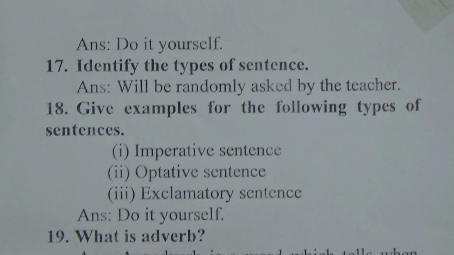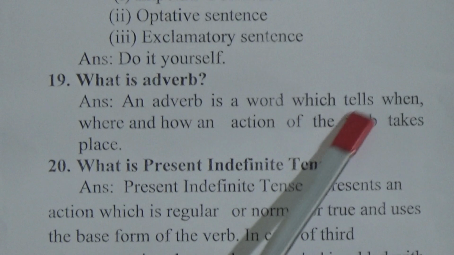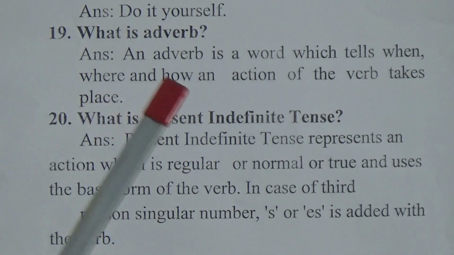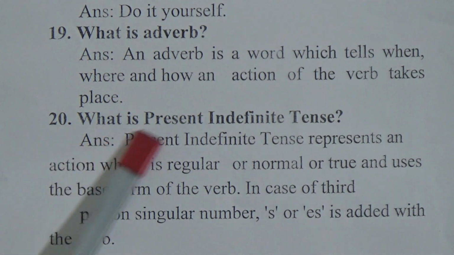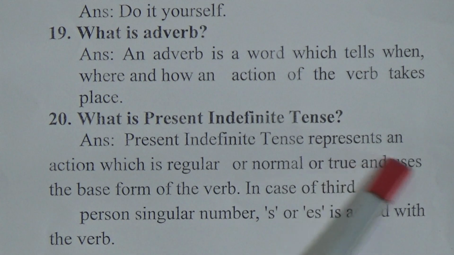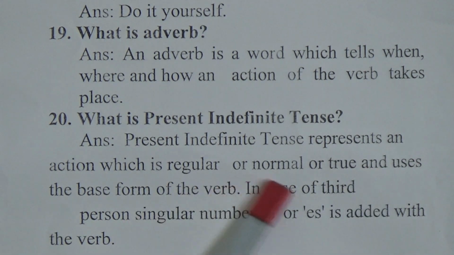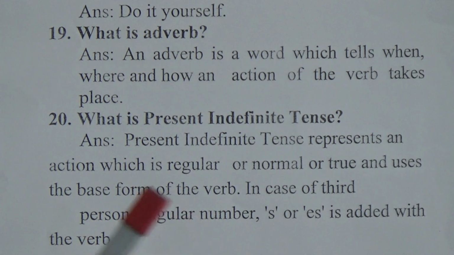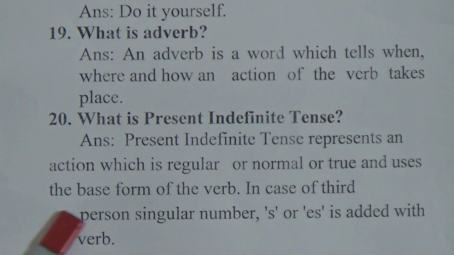Now number 19, what is adverb? An adverb is a word which tells when, where and how an action of the verb takes place. And the last one, number 20, what is present indefinite tense? And the answer is present indefinite tense represents an action which is regular or normal or true and uses the base form of the verb. In case of third person singular number, s or es is added with the verb. So this is the definition of present indefinite tense.